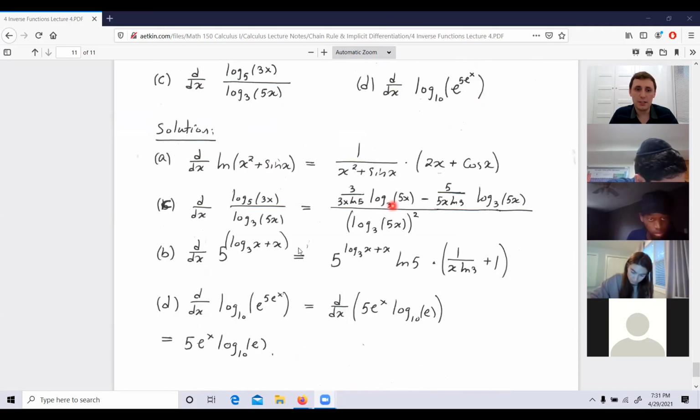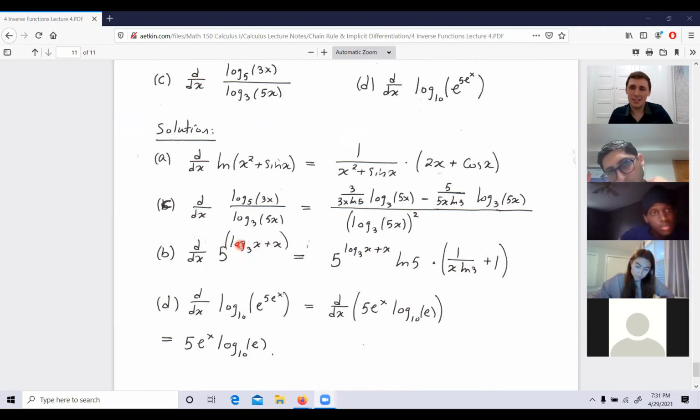Here is the solution for B. The derivative is 5 to the log base 3 of x plus x, so it would be the same function times ln 5 times the derivative of what we see here. The derivative of log base 3 of x is 1 over x ln 3, plus 1. Everybody sees it? Yes?